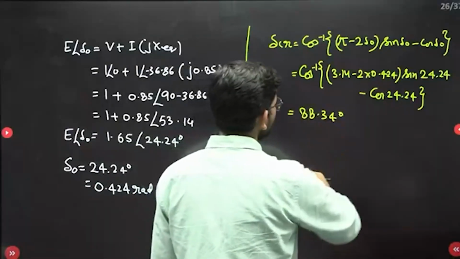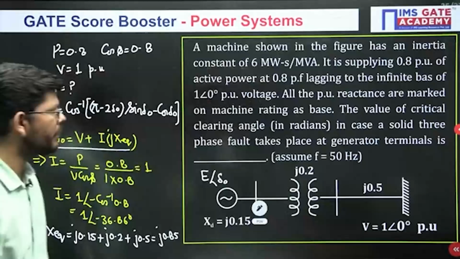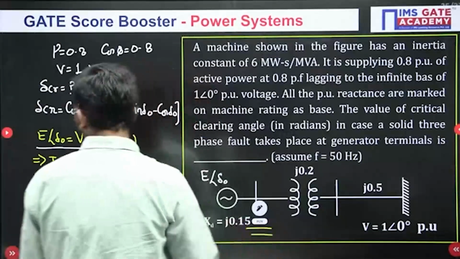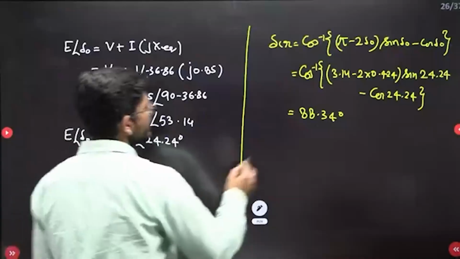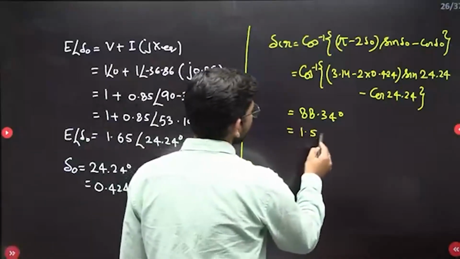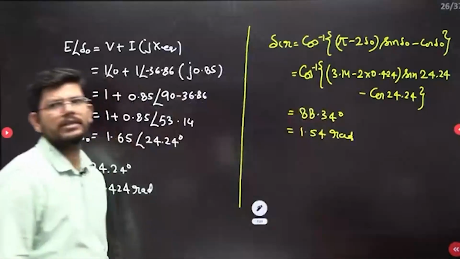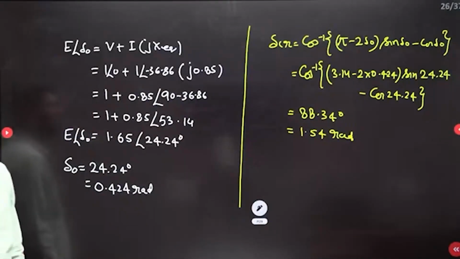But we have to answer in degrees or radians? The value of critical clearing angle in radians. We have to answer in radians. So in terms of radians, it will be 1.54 radians. Okay, just see. This is how you can solve this question.